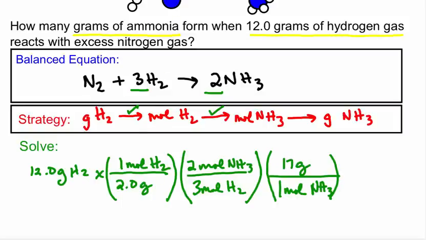If we look before we do any calculations and cancel out our labels, everything cancels away. And then we can do our mathematics. Let's see, 12 over 2, that's 6. 6 times 2, that's 12 divided by 3, that's 4. So we have 4 times 17. So that's like 68. 68 grams of ammonia. Okay.